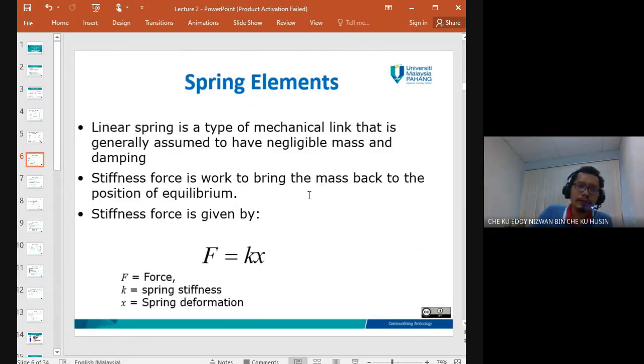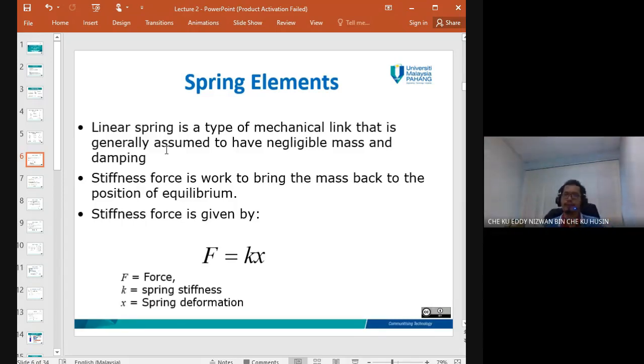Okay, so now we go to the first one, the spring elements. We look at the linear spring, because for this subject we are only looking at linear systems. We can define a linear spring as a type of mechanical link that is generally assumed to have negligible mass and damping. This is by theory.